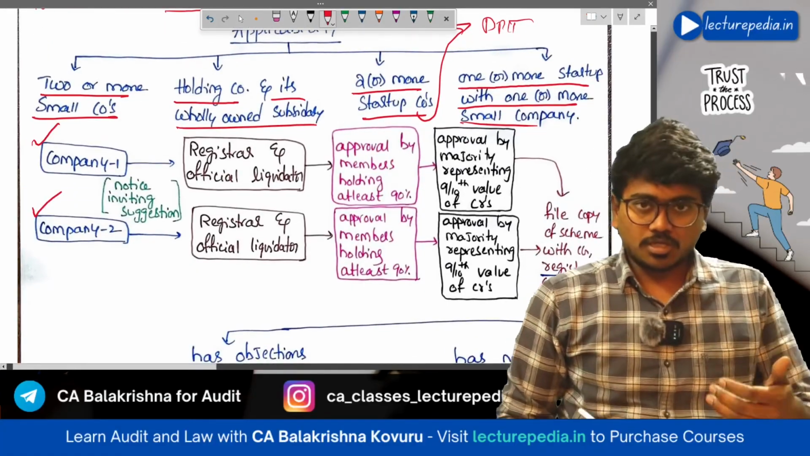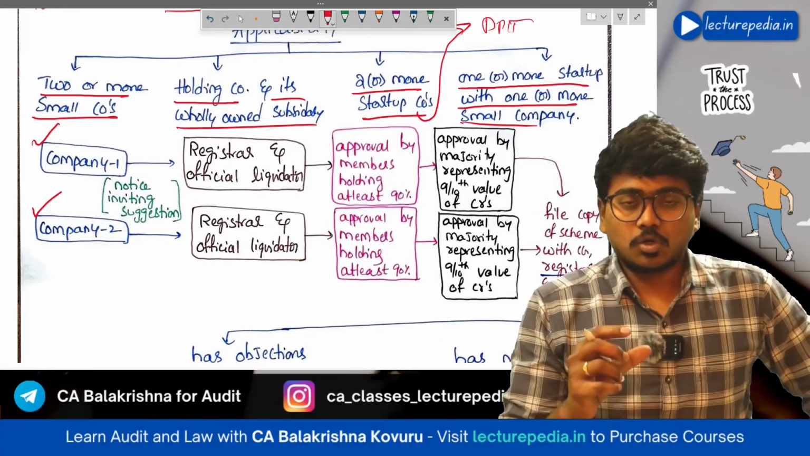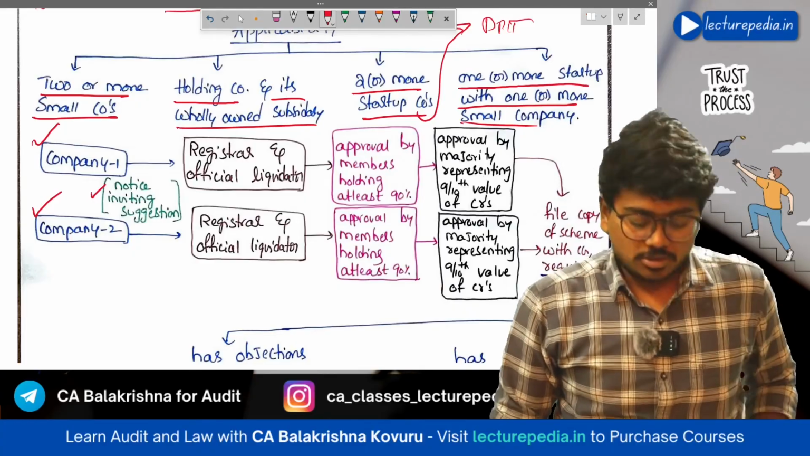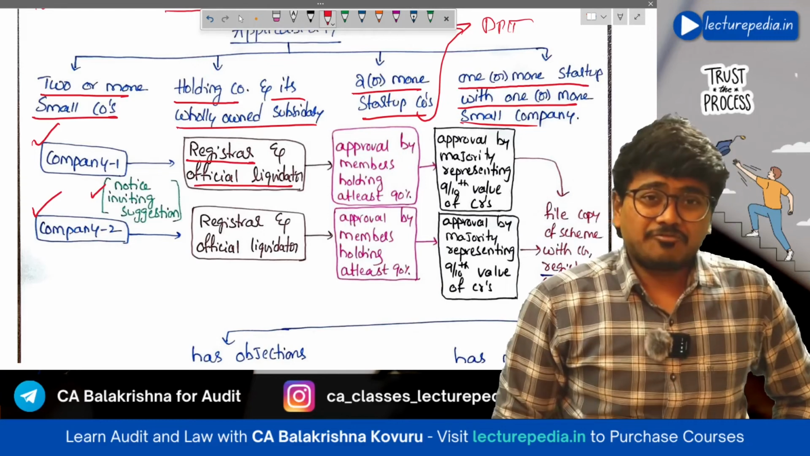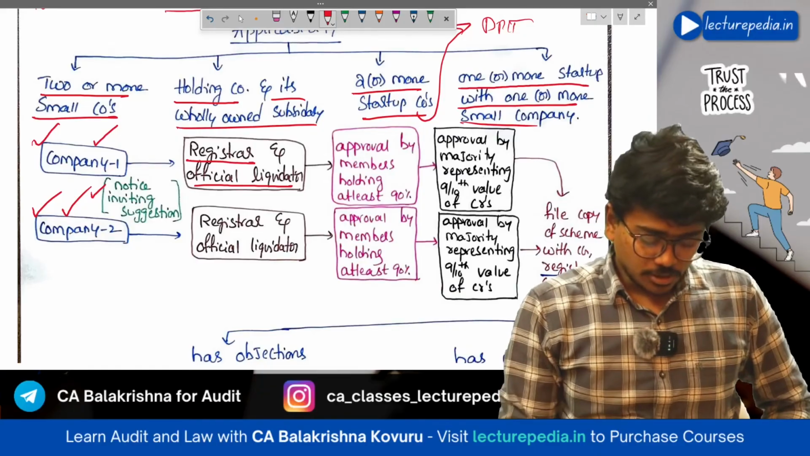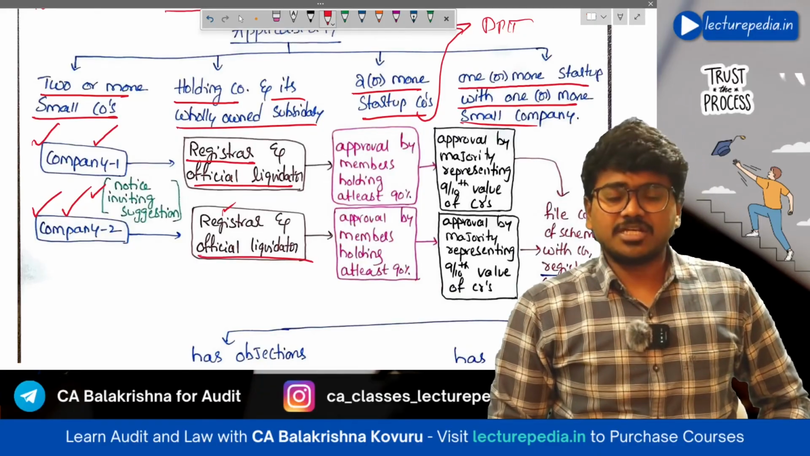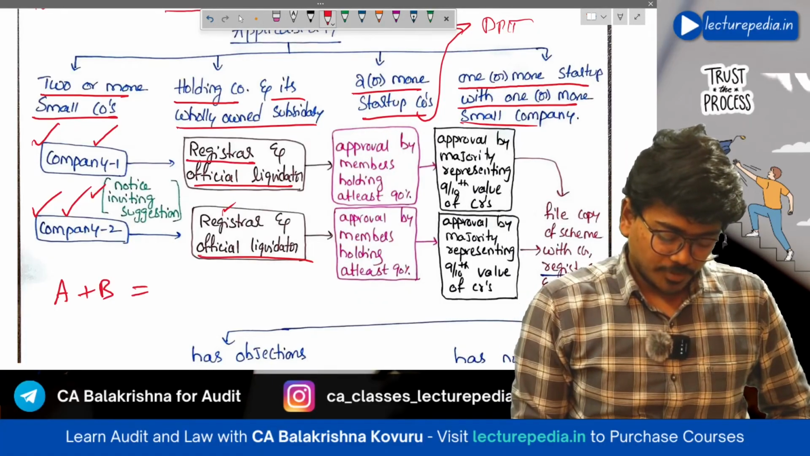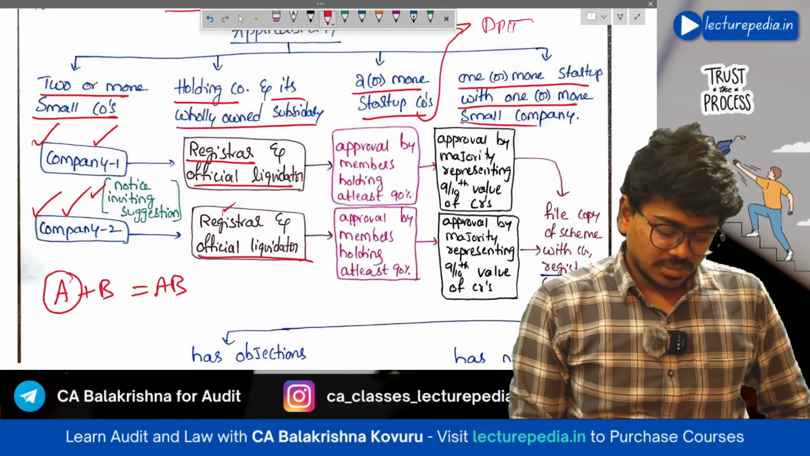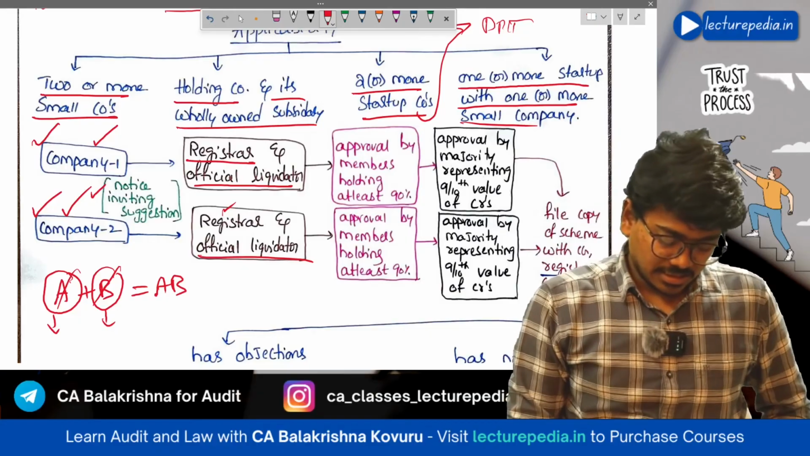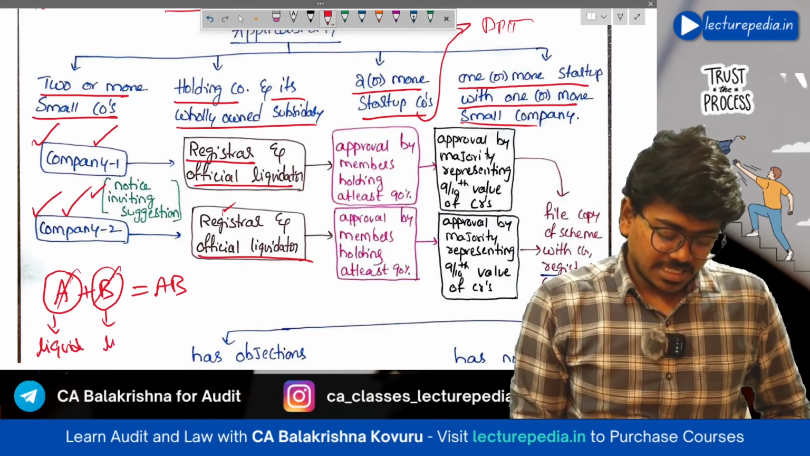Company 1, company 2. Both companies that are going to merge have to give notice inviting suggestions. To whom does the notice have to be given? To the registrar and the official liquidator. Company 1 has to give, and company 2 also should give, to the registrar and official liquidator. Here, why has the official liquidator come? Because let's say A plus B are going to form AB. In this situation, A will be liquidated, B will be liquidated. Since they will be liquidated, they have to send this notice inviting suggestions to their respective liquidators also.